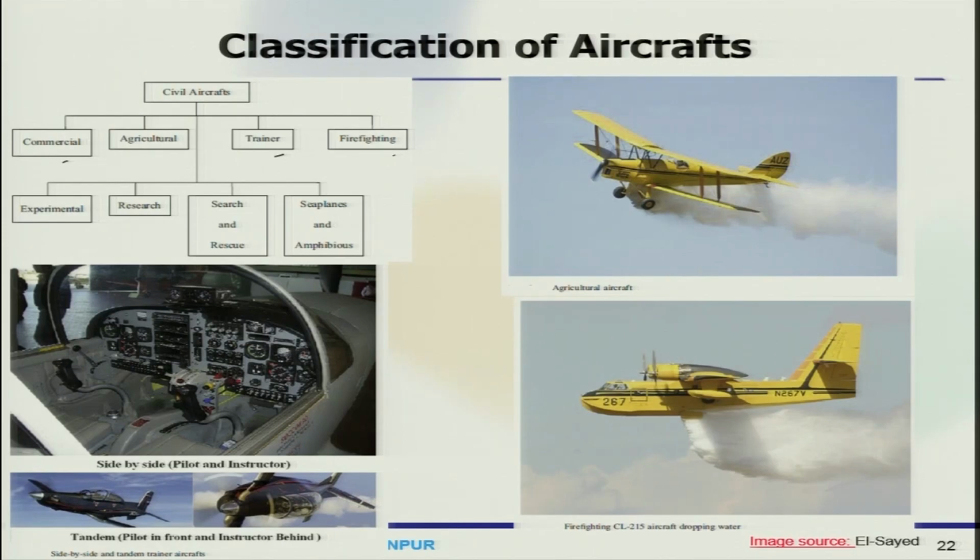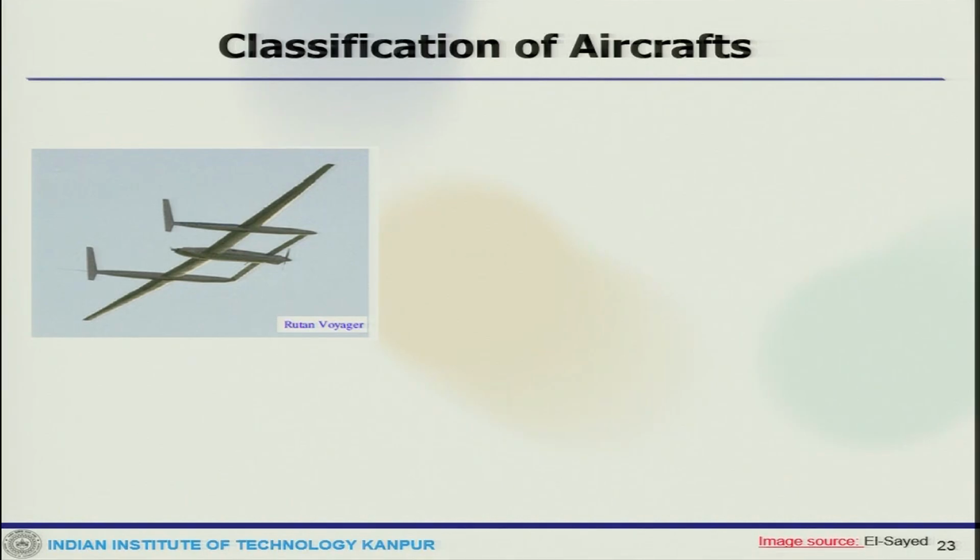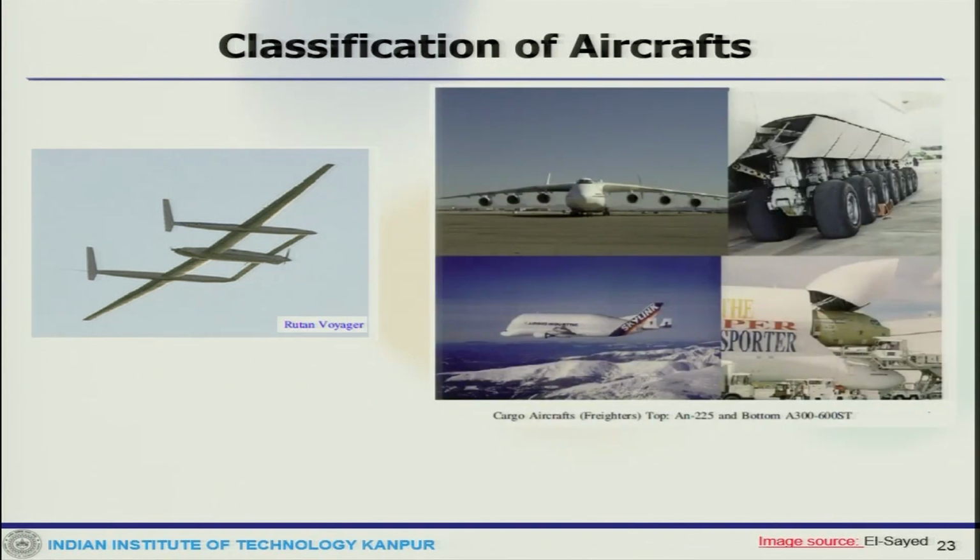Now these civilian aircraft also could be some experimental research components, seaplanes or amphibians, and all these could be also. Another notable example of experimental aircraft is the Rutan Voyager. It is the first aircraft to fly around the world without stopping or refueling. Now, this is powered by a piston engine. Now there are research aircraft also, and there are search and rescue aircraft also.